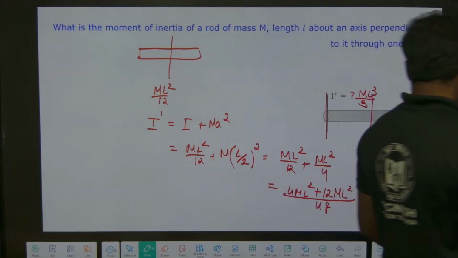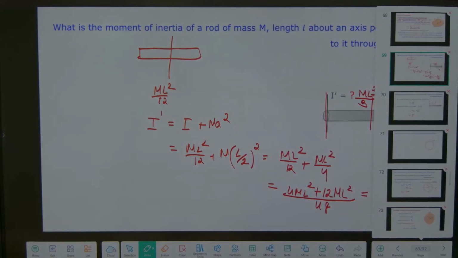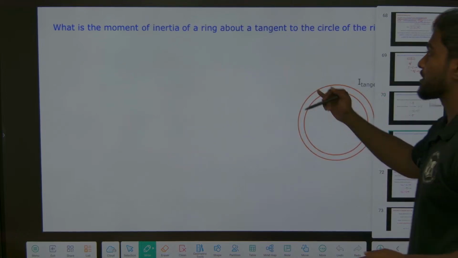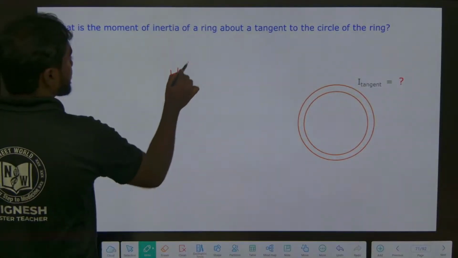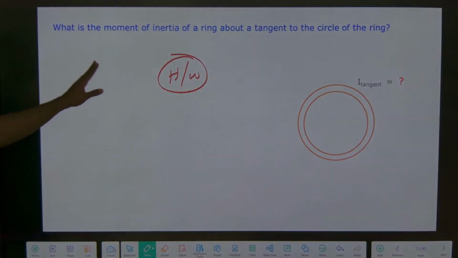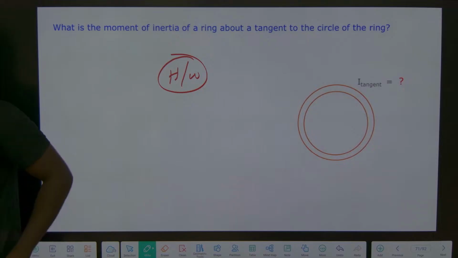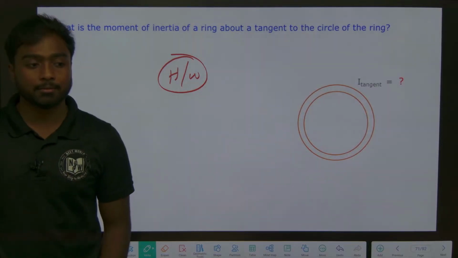Done? Okay, so this was the answer we got, ML squared by 3. Here is the question, and this is the homework question, guys. What is the moment of inertia of a ring about a tangent to the circle of the ring? You can take a screenshot of this question, write it down, and get the answer by the next class.